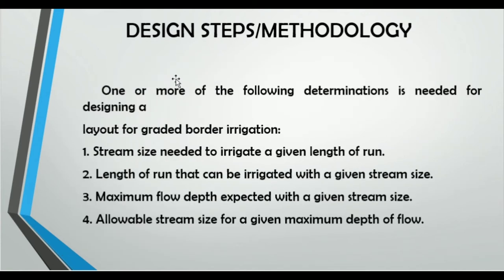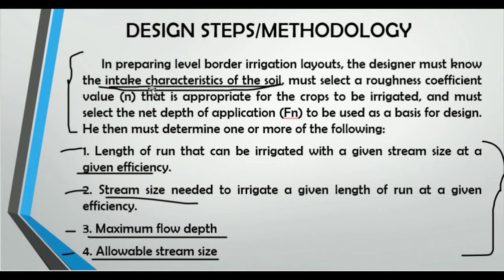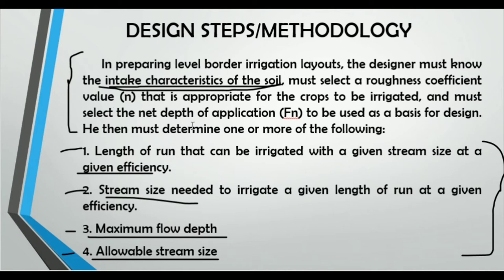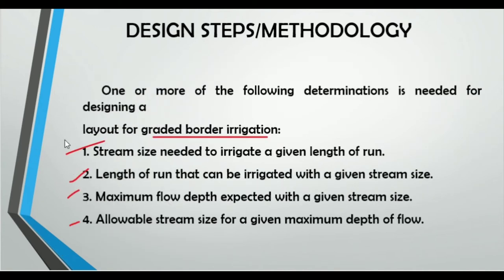Next, one or more of the following determinations is needed for designing a layout for graded border irrigation: the stream size needed to irrigate a given length of run, the length of run that can be irrigated with a given stream size, the maximum flow depth expected with a given stream size, and the allowable stream size for a given maximum depth of flow. Just like in the level border irrigation layouts, we also need this information in order to get the stream size, the length, the maximum flow, and the allowable stream size.